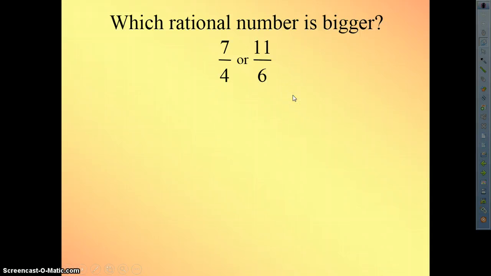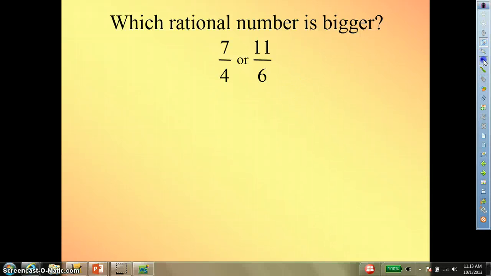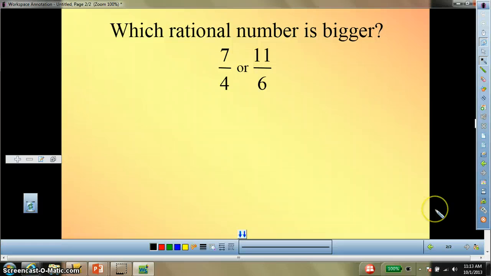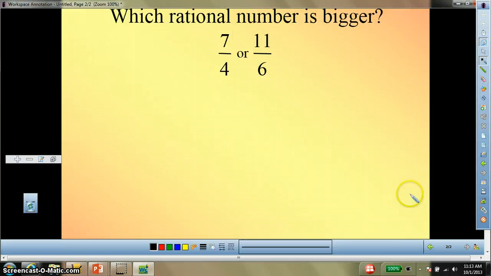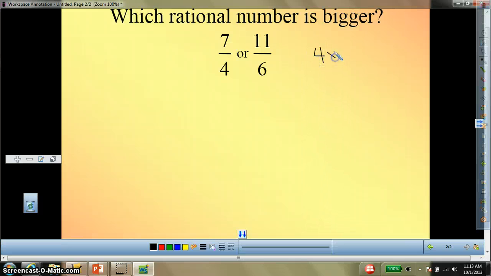Again, we want to find out which rational number has a larger value. There are two ways we can do it, by finding a common denominator or by changing them both into decimals. First, we'll find a common denominator. We can do that by multiplying our denominators. 4 times 6 is 24, so that'll be our common denominator.